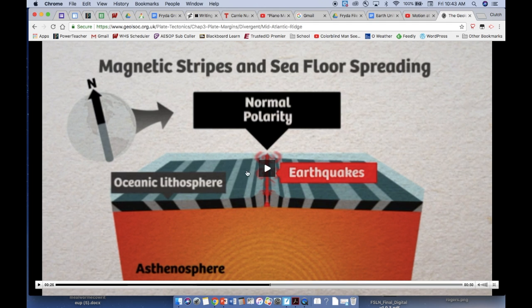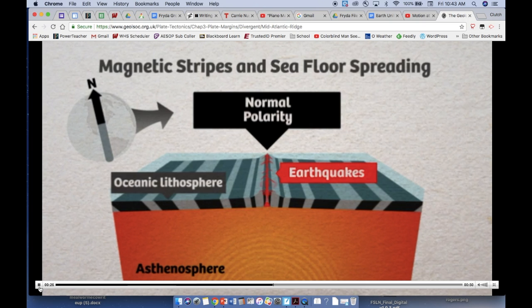The darker lines are representing a normal polarity. The lighter lines are representing a reversed polarity of the magnetic field. If these boundaries where there's a crack in the Earth didn't move, we would just expect to see rocks of different polarities just stacking up on top of each other. But that is not what we see. What we see is over time, as this plate separates, we get this reversal in the rock polarity.